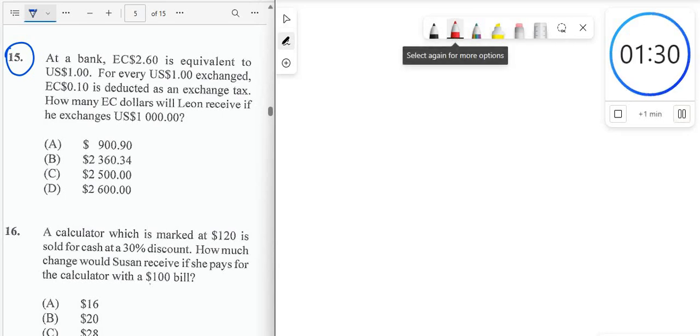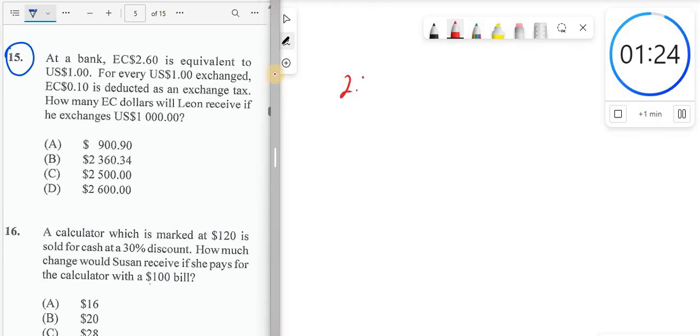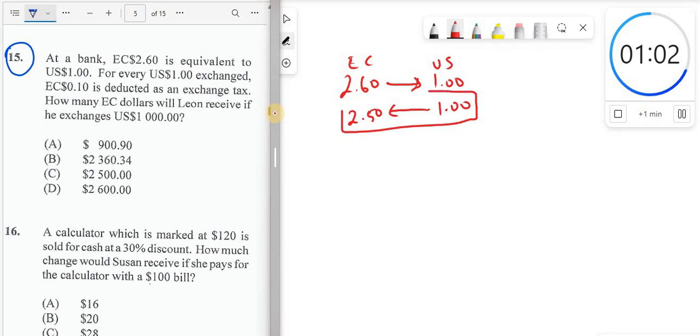All right, so for question 15, we're told that at a bank, we have EC $2.60 to 1 US. And for every US dollar exchanged, what you're really getting is not 2.60, you're getting 10 cents deducted. So that means you're really getting back 2.50. So you're not going to receive $2.60 for every dollar. You're going to get $2.50 for every US dollar that you exchange.